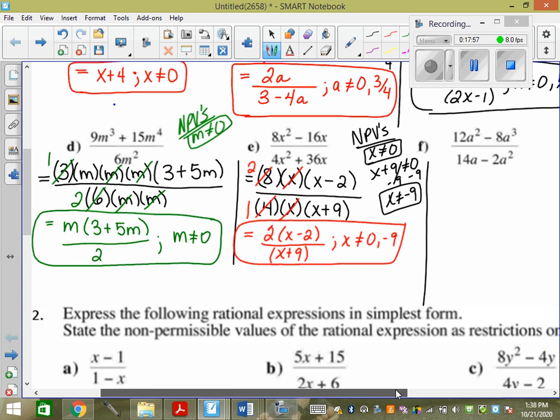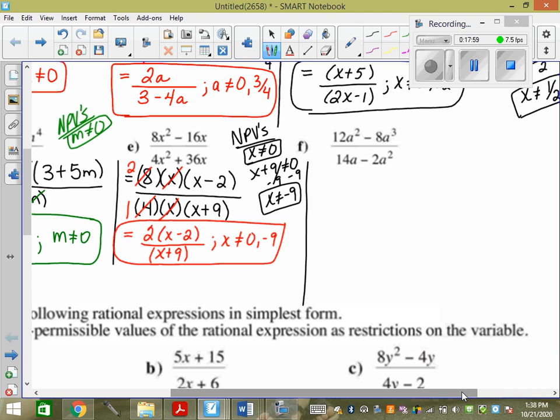And then F, what can I take out of F? A 4 and a squared. So I can go 4a and a. When I take 4a squared out of 12a squared, I'm left with 3. Minus 8 divided by 4 is 2. a cubed taking a squared out, I'm left with a.